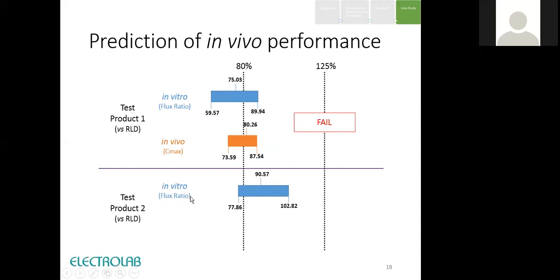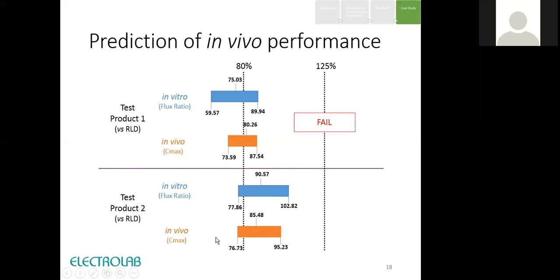Whereas let us see for test product 2. Again in a similar fashion, the flux ratio was determined comparing test product 2 and RLD, and the average flux ratio that was obtained falls between 80 and 125%. However, the lower end of the 90% confidence interval lies a little under the 80% acceptable limit. So even if the average flux ratio lies between the limits, because the lower end falls below, it was predicted that this would fail in the bio studies.